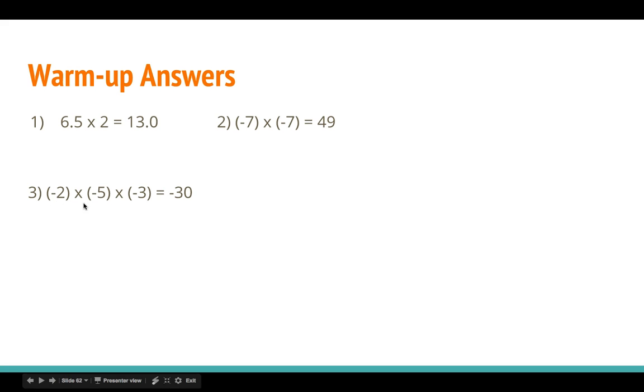we have 3 times -2 times -5 times -3. If you want to break it up first, we're going to take our first two integers. -2 times -5 equals a positive 10. So we have positive 10 times our leftover number. So we have 10 times -3. 10 times 3 is 30, and we are multiplying by a negative number, and we end up getting -30.